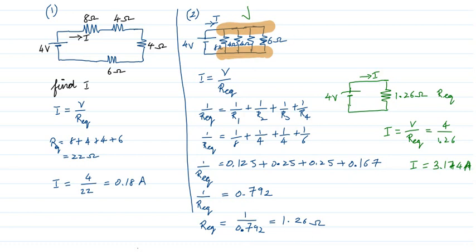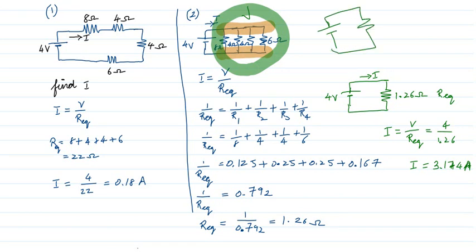So this entire resistance can be replaced by 1.26 ohms. This is the replacement. Okay. So this is 4 volt, this is the I. Now what is I? I is 4 divided by 1.26, it is 3.174 ampere. Okay, I can also mark it like this for this part of the circuit.